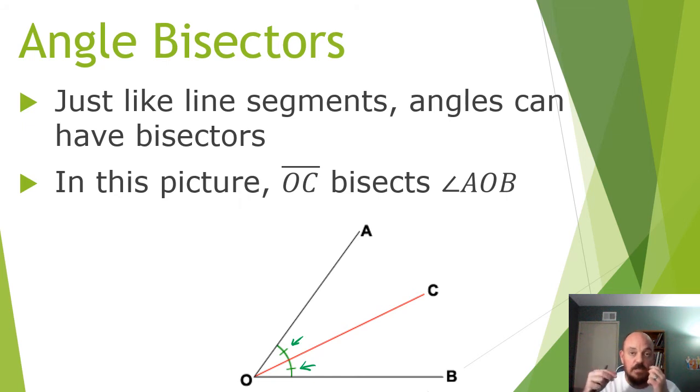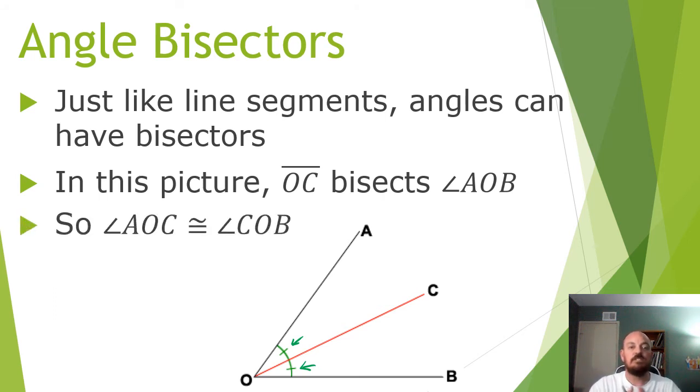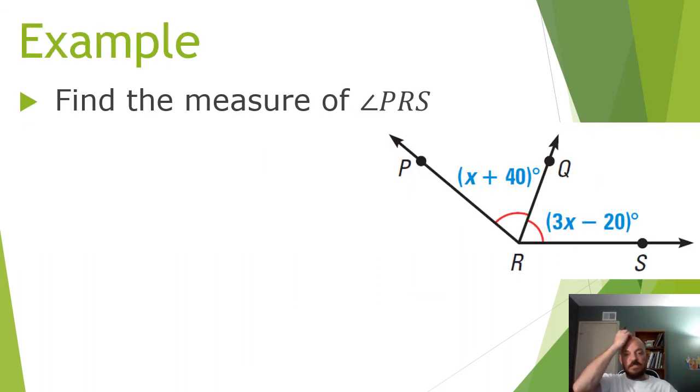So just like line segments, if you have a bisector, it will cut an angle exactly in half or into 2 congruent pieces. So what I would say is angle AOC, remember follow the letters in order, is congruent to angle COB. AOC would be the top angle, like right here, I'll number it number 1, and COB would be number 2 there. So let's put it all together and let's do an example.